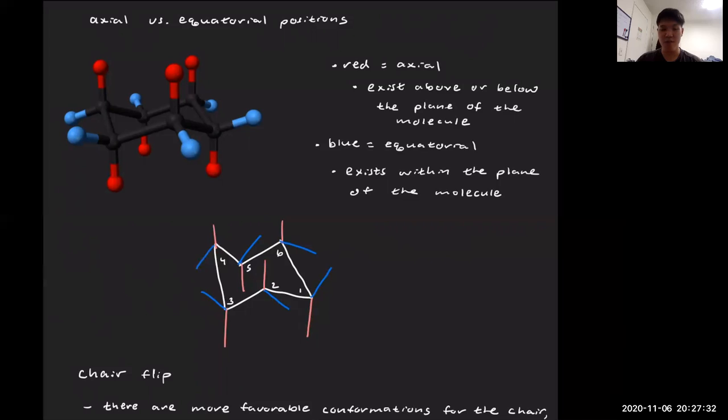I don't want you to memorize this, although it is very easy to memorize. I just want you to see the pattern here, how it goes down, up, down, right? Down axial, up equatorial, up axial, down equatorial.